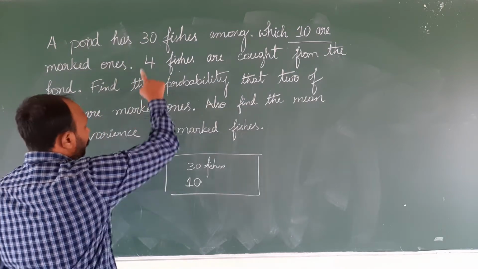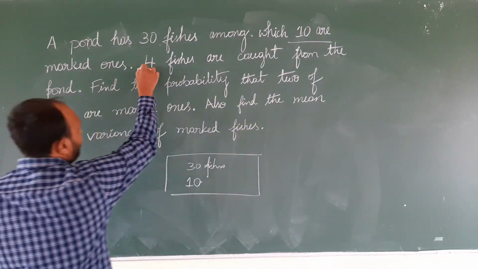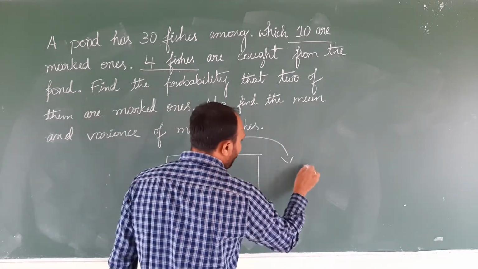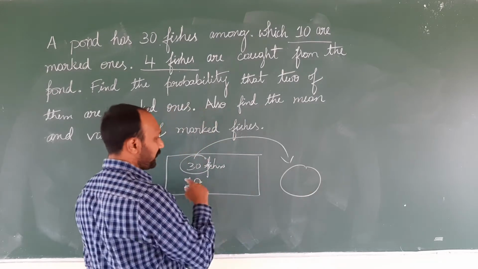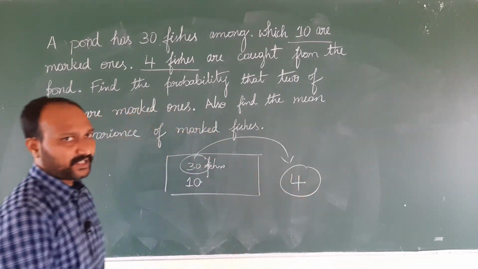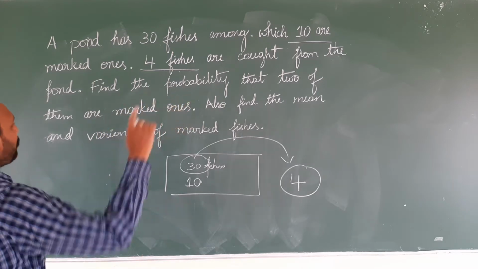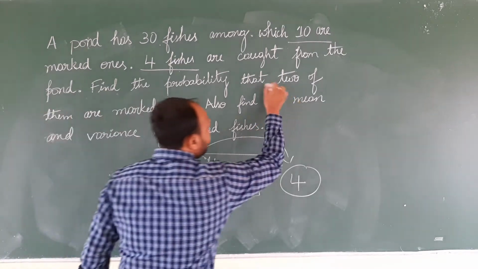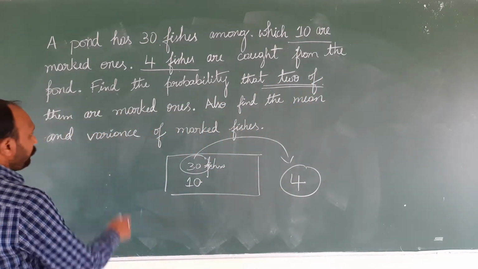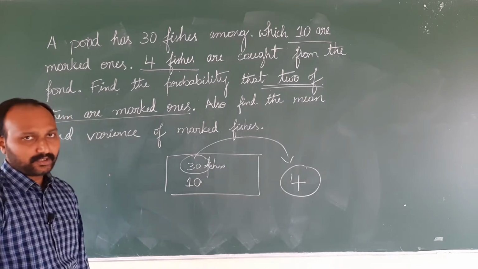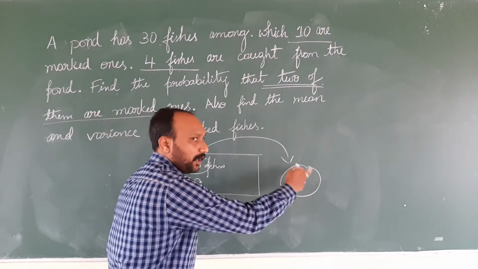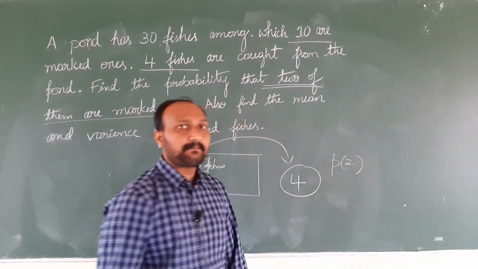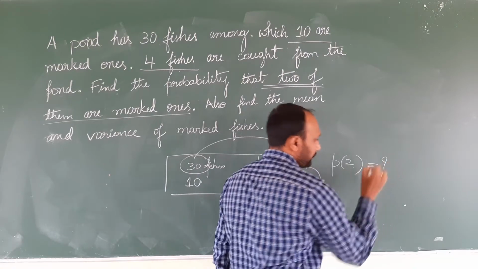Followed by this, 4 fishes are caught from the pond. So, out of these 30 fishes, 4 fishes are caught. We are drawing only 4 fishes. 4 fishes are caught from the pond. Now find the probability that 2 of them are marked ones. Out of those 4 fishes caught from the pond, what is the probability that 2 of them are marked? That we need to find.